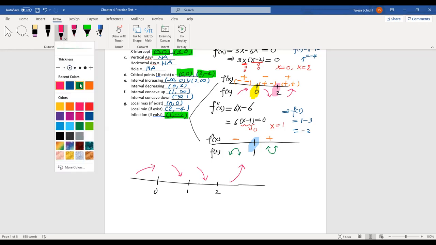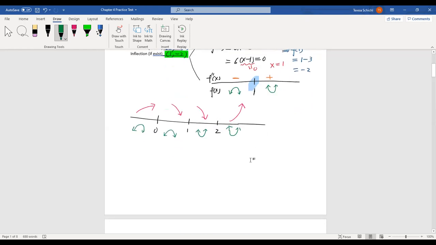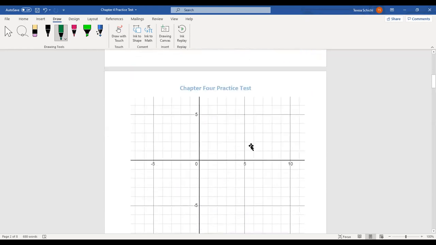Okay, now let's take a look at the concavities here. Less than 1 is concave down. So that means here has to be concave down and here has to be concave down. Then here has to be concave up, because 1 is the inflection point, right? So here is concave up. So now let's use all this information and try to graph it.